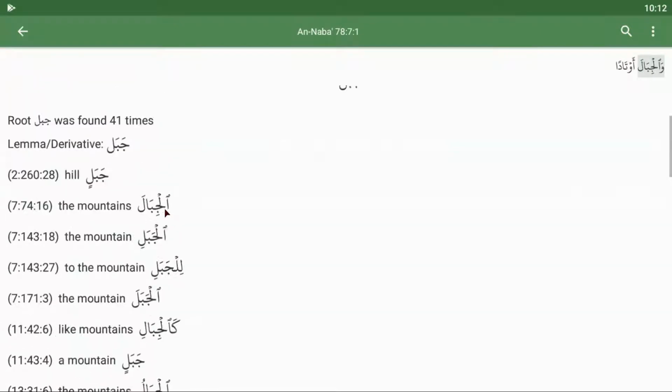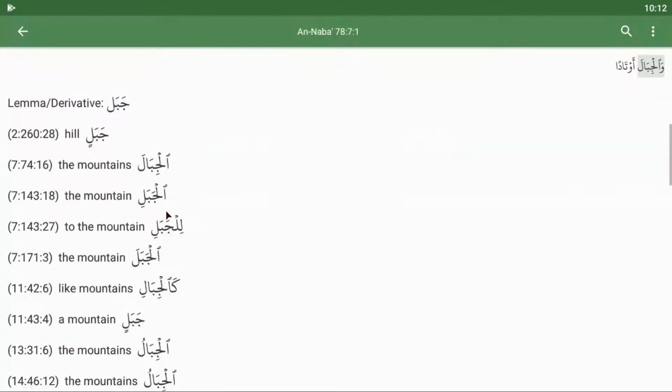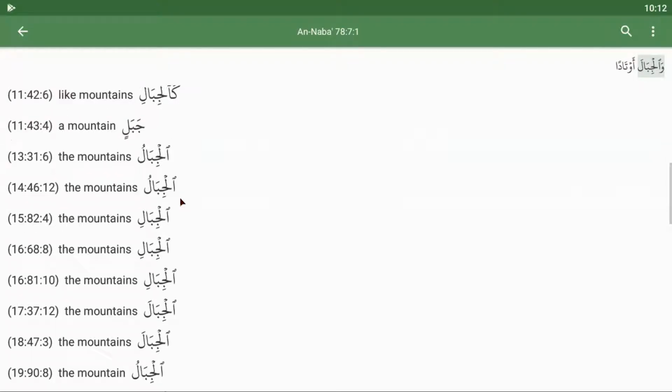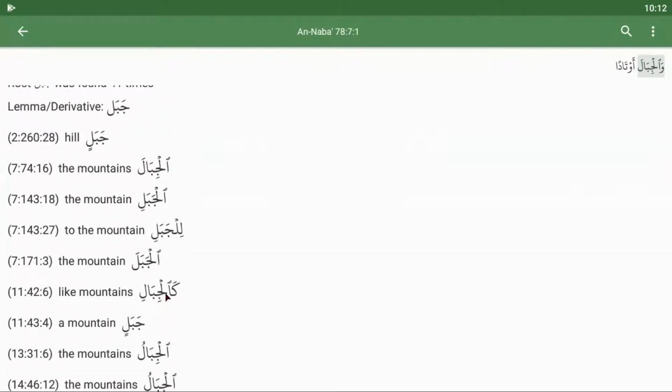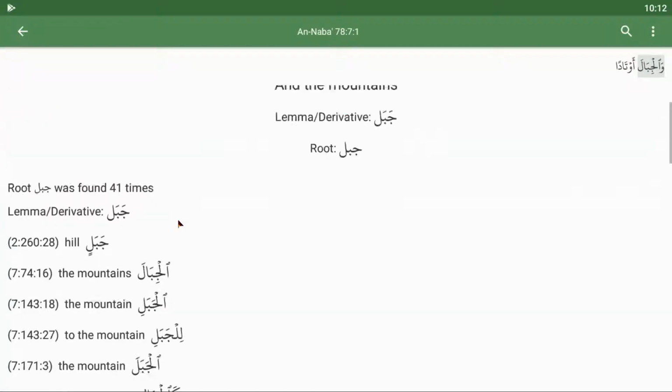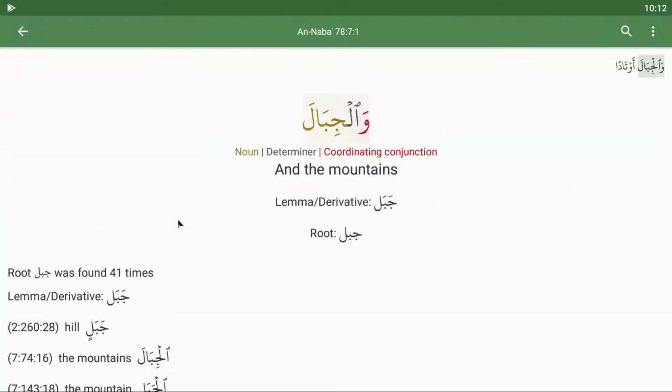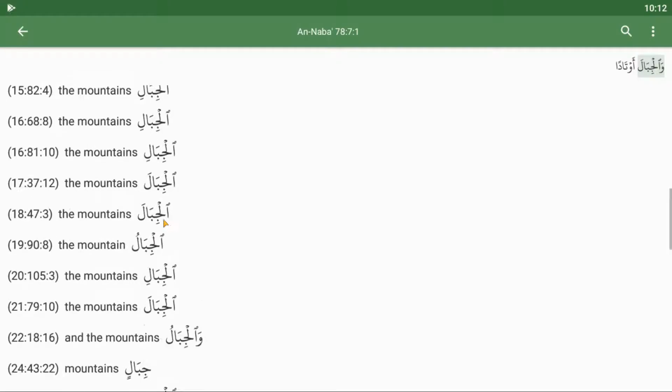And it comes for the ship also: وَهِيَ تَجْرِي بِهِمْ فِي مَوْجٍ كَالْجِبَالِ. When Nuh alayhi salam's ship was sailing among the waves, when the whole world was flooded, the waves were like mountains, كَالْجِبَالِ. See, it comes here. And Allah subhanahu wa ta'ala talked about the mountains so many times, mountains and hills also.